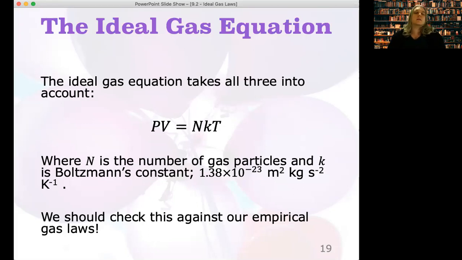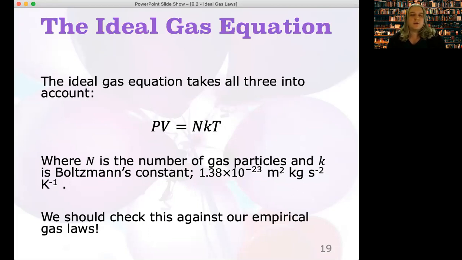That's what we expected. And lastly, if we hold the temperature constant, then this whole thing on the right-hand side is a constant. And that means that if pressure goes up, volume has to go down, or if volume goes up, pressure has to go down. And again, that's what we expected. So we've got all three of those laws do work with the ideal gas equation.